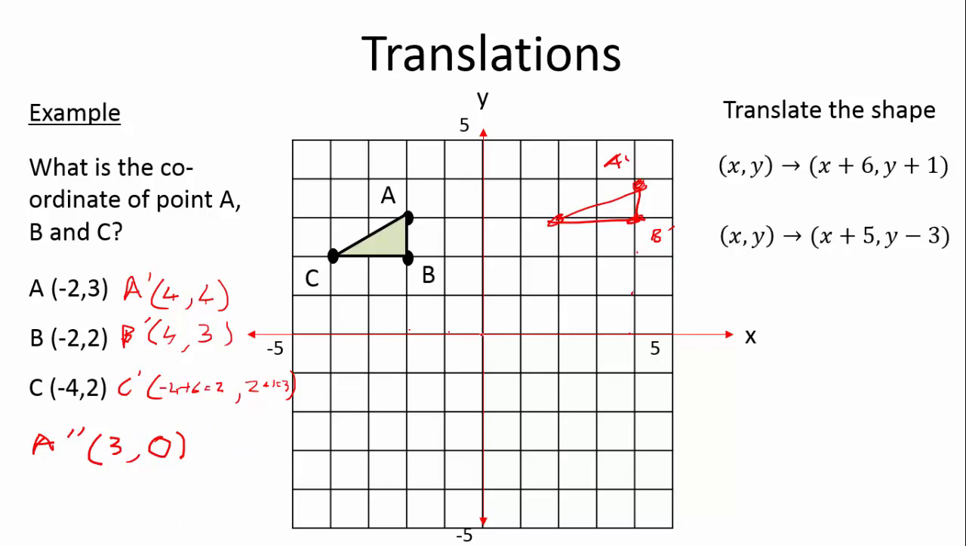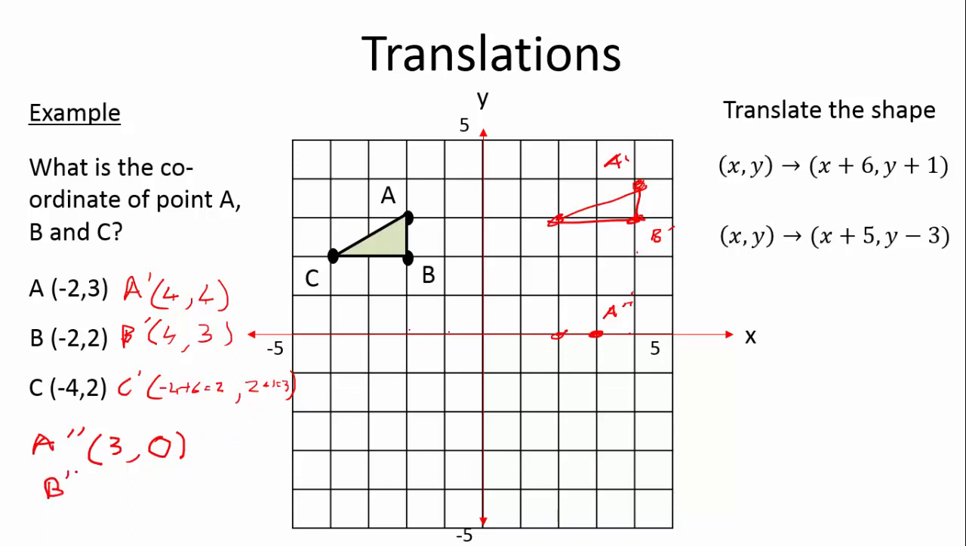A is now 3. So this A double dashed is now 3. Oh, sorry, what am I doing? Let's remove that. A is 3, 1, 2, 3, and 0. That's A double dash. Okay, where would B be?